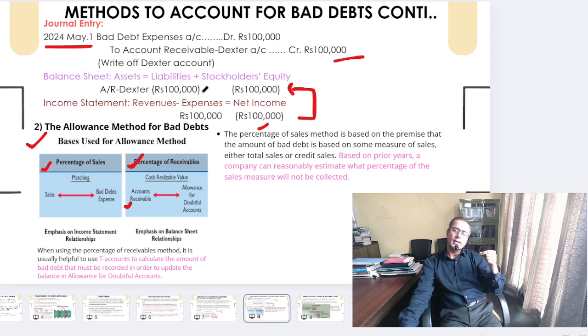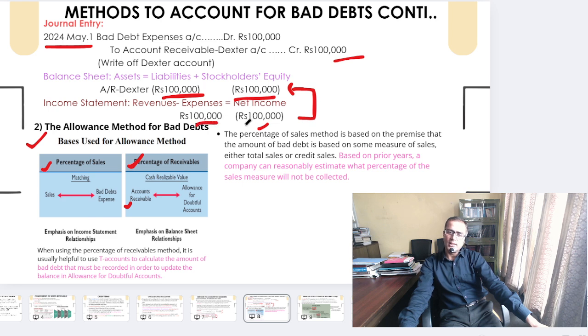Then next, look at the balance sheet and income statement, right? In the balance sheet we would have a negative figure, since it is confirmed that you are not going to collect that 1 lakh amount, so you would have a negative stockholder equity. The reason is that this is an expense and this also affects net income.